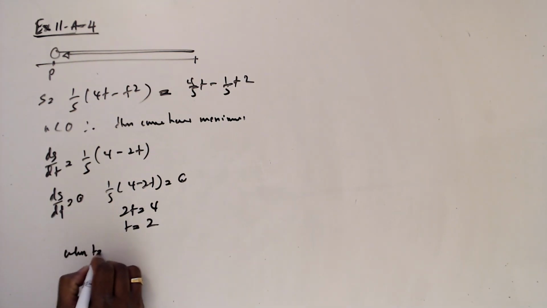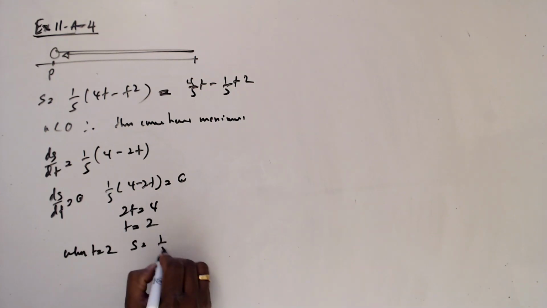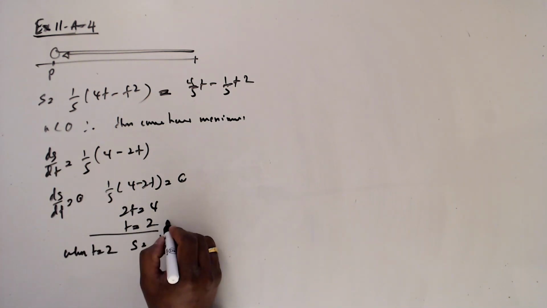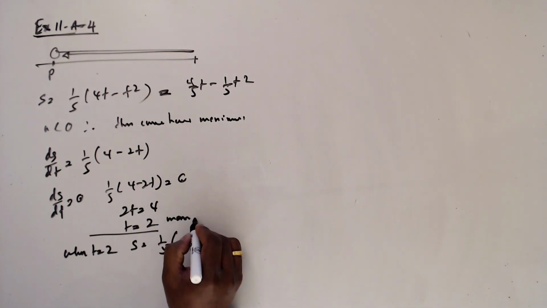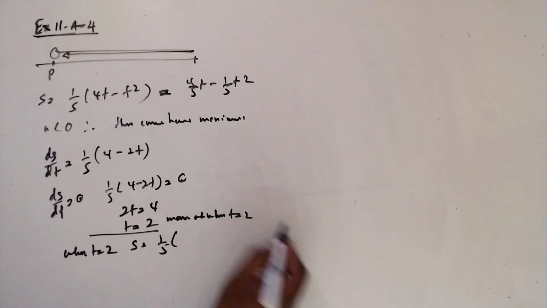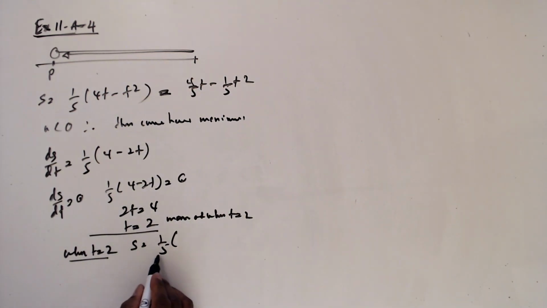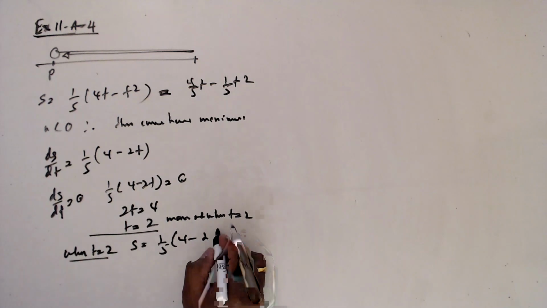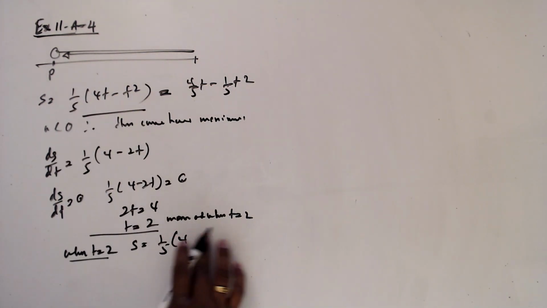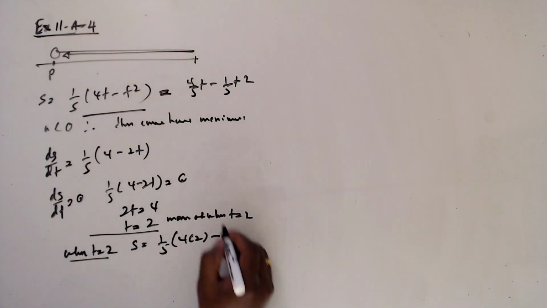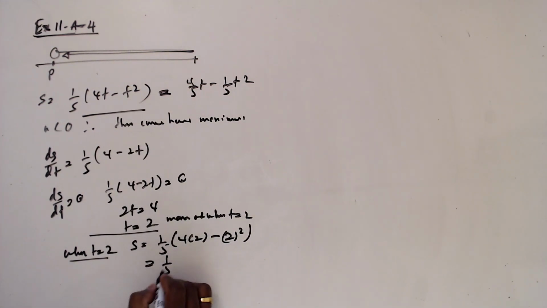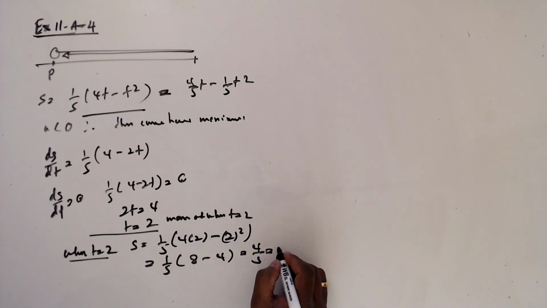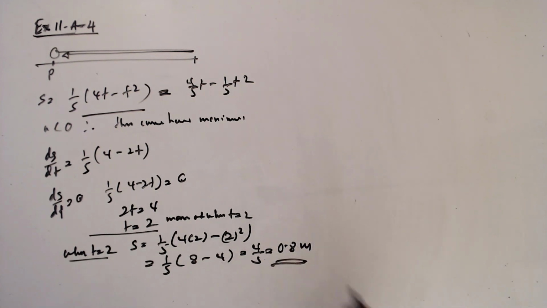So the maximum is at t equal to 2. We find the displacement: 1 over 5 times (4 times 2 minus 2 square). So 1 over 5 times (8 minus 4), that is 4 over 5, which is 0.8 meter.